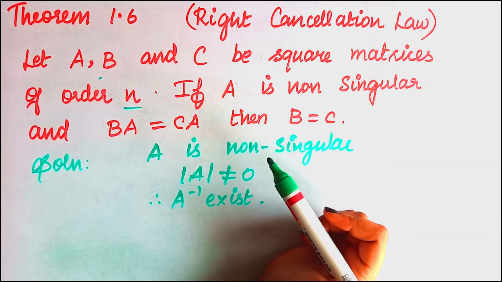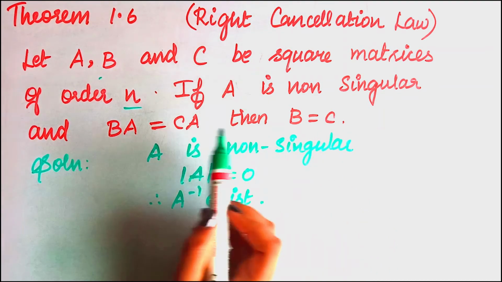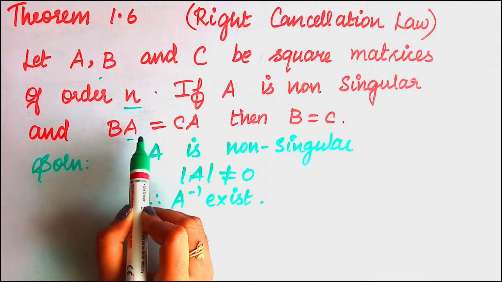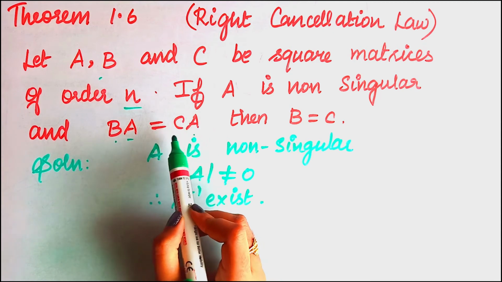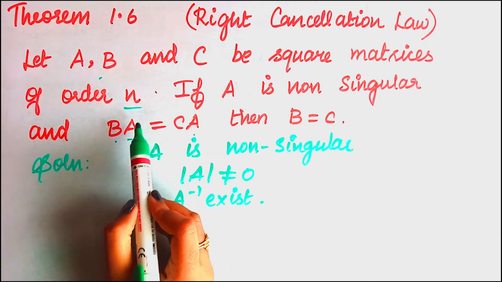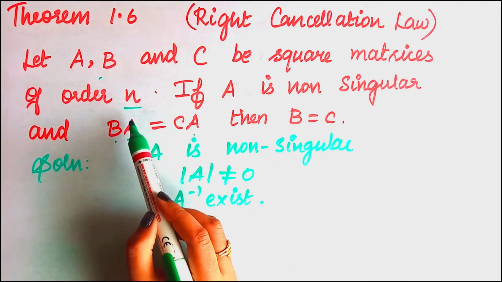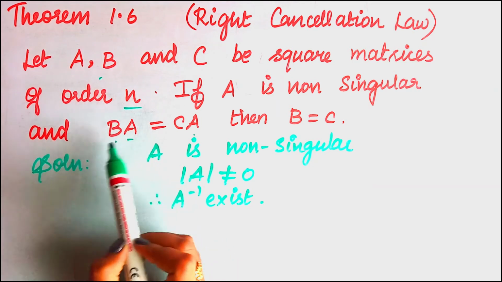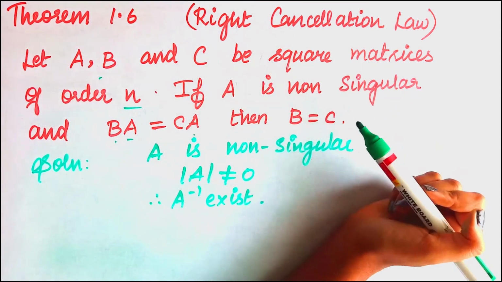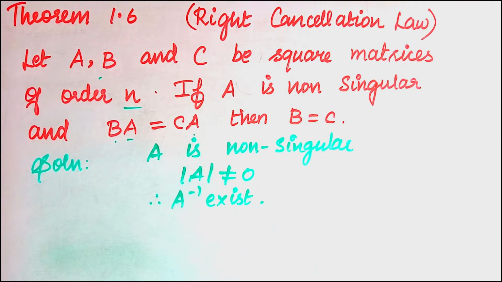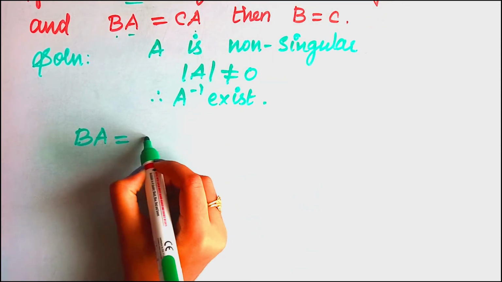Now I'll give you an additional tip on why this theorem is called a right cancellation law. Here you can see that A is located to the right of B and A is located to the right of C, right? So here you have to cancel both the A in order to get B is equal to C, right? So you are cancelling on the right side of the particular matrix B, so this theorem is called right cancellation law.